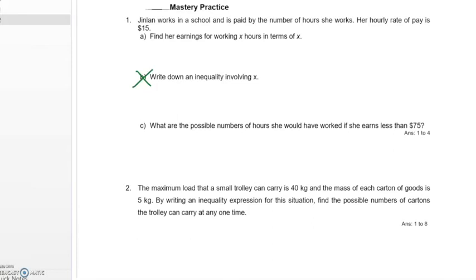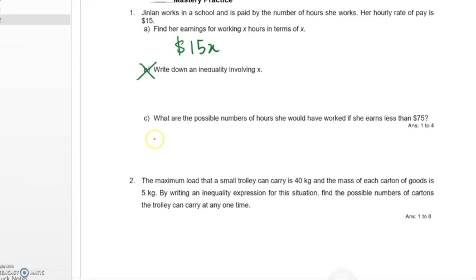So now 1 part A, find her earnings for working x hours in terms of x. This shouldn't be too difficult. It is just $15, right? Because $15 per hour, and she works for x hours. So 15x is the answer. What are the possible number of hours she would have worked if she earns less than $75? Well, this means that 15x has to be less than 75.